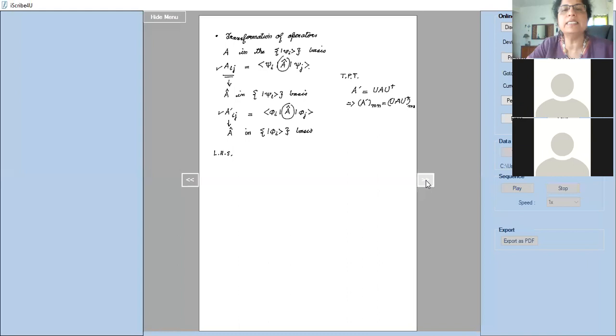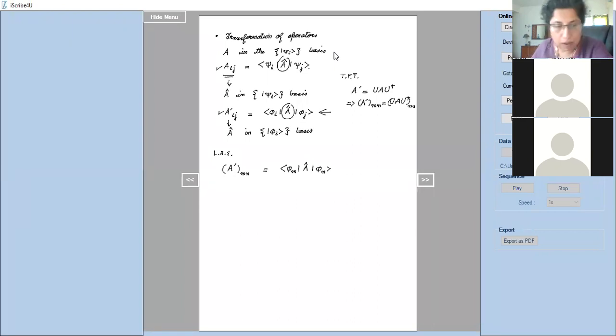So let's start off with the left hand side. Okay, just 1 second. Somebody needs to be admitted. Let's start off with the left hand side. And we have now over here A prime Mn, which is going to be what? It is going to be nothing but phi m, operator A, phi n. I hope everybody agrees with me. I've basically taken it from this step.